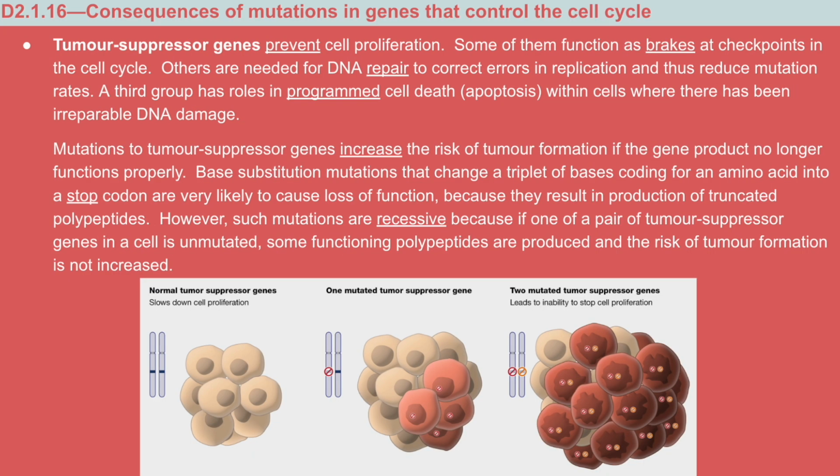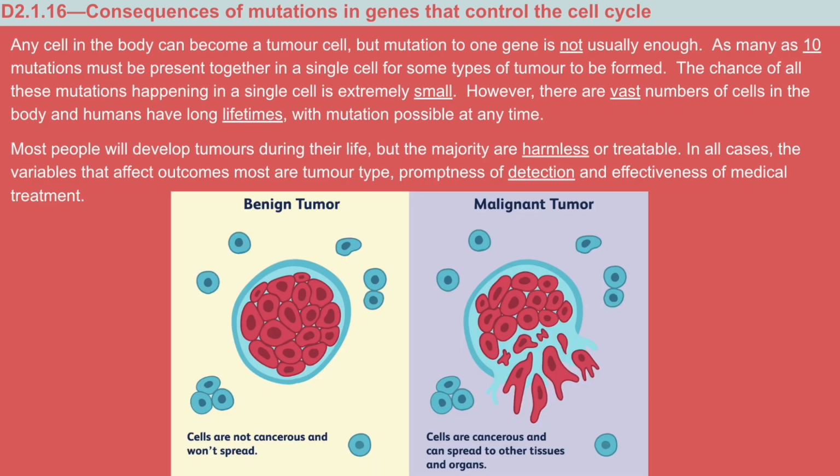Next we can have tumor suppressor genes. These prevent cell proliferation. Some of them function as brakes at checkpoints. Others are needed for DNA repair to correct errors in replication. A third group has roles in programmed cell death. And so if we have mutations to these tumor suppressor genes, that can then increase the risk of tumor formation if it's no longer functioning properly.